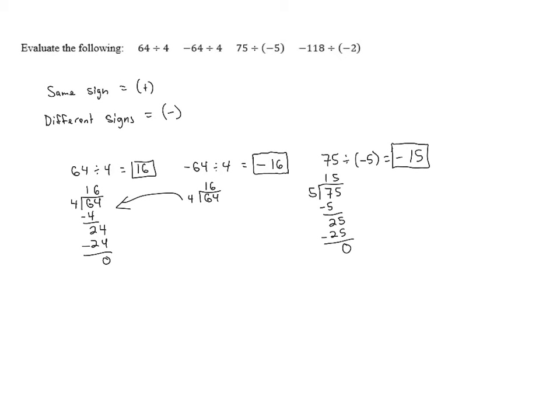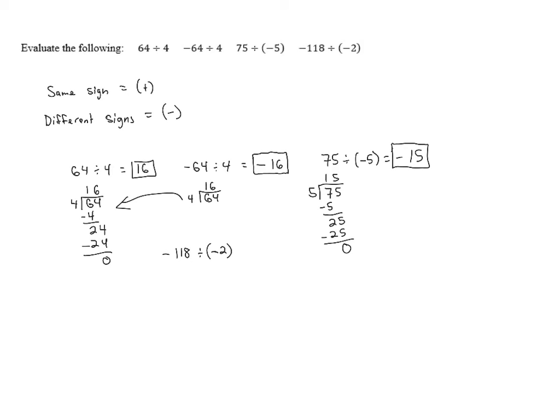And then we've got one more. I'm going to do that in the bottom. Negative 118 divided by negative 2. Just a quick note, the parentheses are here because it's not really common to put a negative sign right after a division sign or a multiplication sign or an addition or a subtraction. We want to have a way to separate those just to make it look nicer.